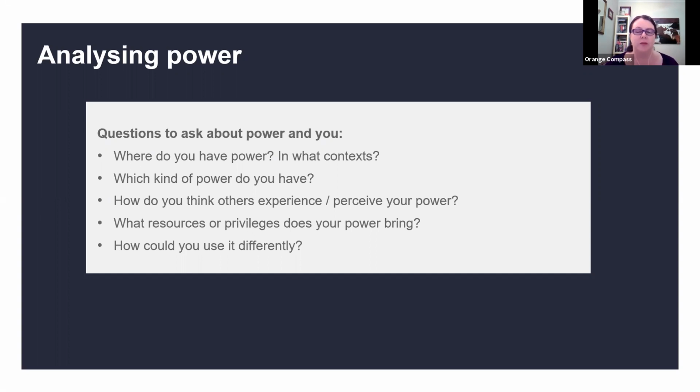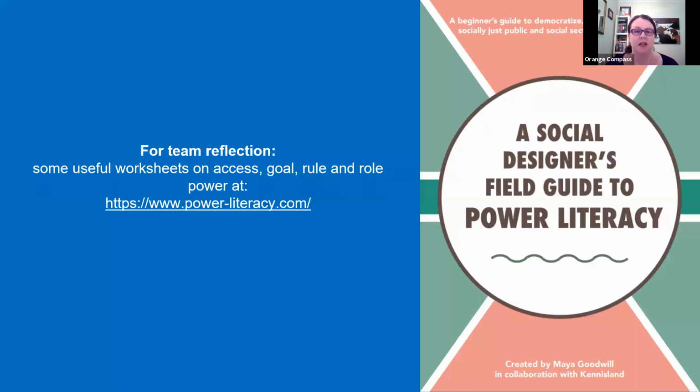So these are all just things to think about when we're doing this work, and to really try and reflect on how is power playing out as an important dimension of the interrelationships between parts in the system, a thing that's setting patterns, that's controlling the way we might behave. It's a really important part of taking a complexity lens to this work. And a final piece, if you're interested, in this document here, the Social Designers Field Guide to Power Literacy, there's some really interesting worksheets that you can do with your team, thinking about access, goal, rule, and role power, for example. So lots of ways we can take time to reflect and think about power, leadership, and our role in the system.